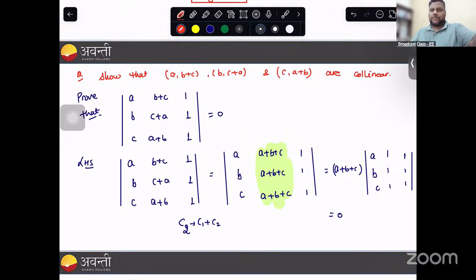Now, in the previous class, what we have done earlier, show that these 3 points are collinear. And to prove any 3 points as collinear in two-dimensional geometry, what do we do? We find the area formed by those 3 points and make it 0.